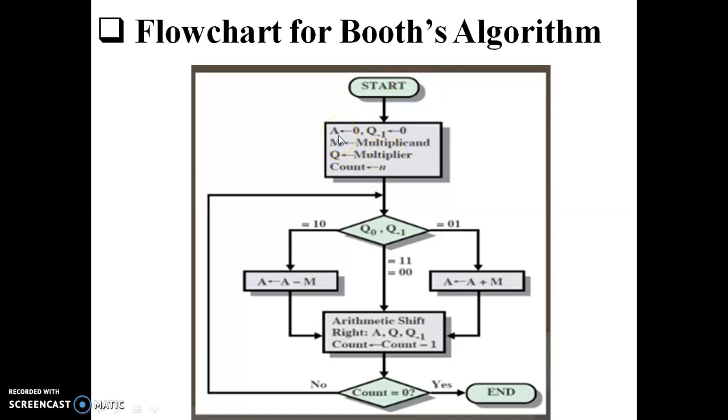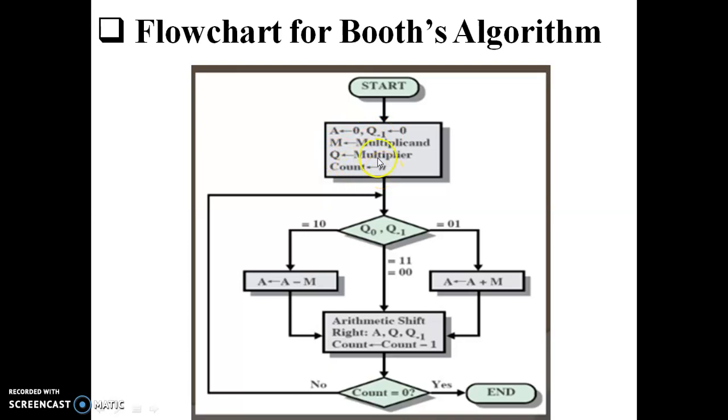A stands for accumulator, which will be initialized to 0. A is the accumulator wherein all the results will be stored in a temporary manner. Q minus 1 will be initialized to 0. That is the bit; I will tell you what that is. Then M stands for multiplicand, Q is the multiplier, and count is N.